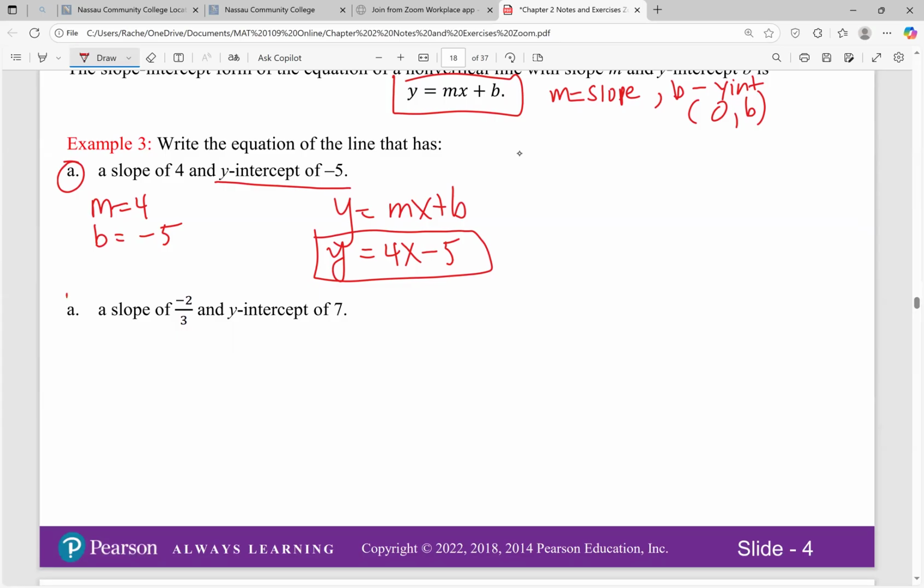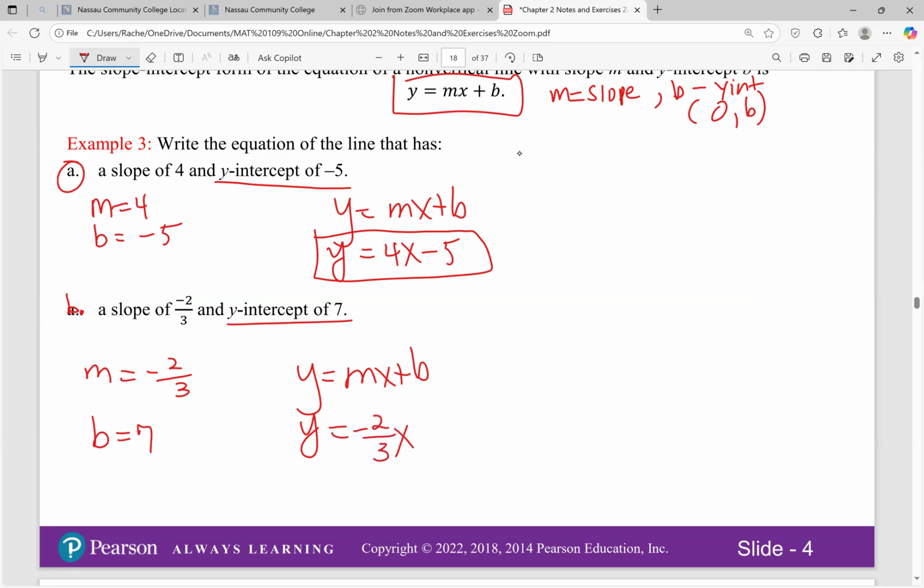And this is just a typo. This should be part B. So write the equation of the line that has a slope of -2/3. So m is -2/3 and a y-intercept of 7. So that means b is equal to 7. So we're going to have y equals mx plus b. If I plug in, we're going to have y equals -2/3 times x and then plus 7. And that would be my equation of the line.